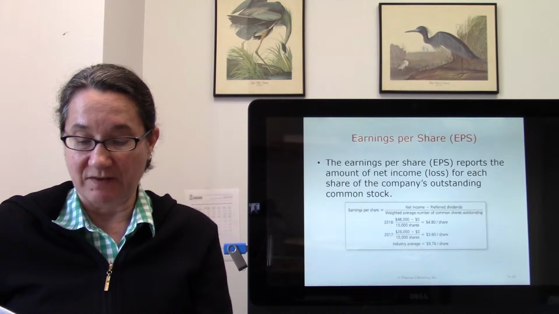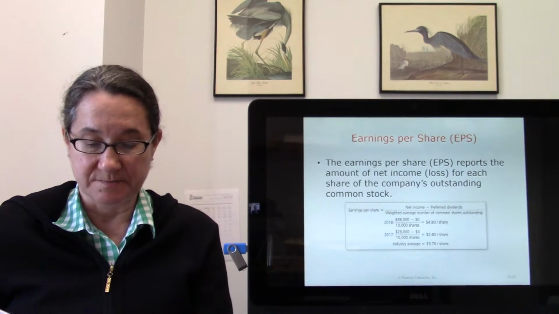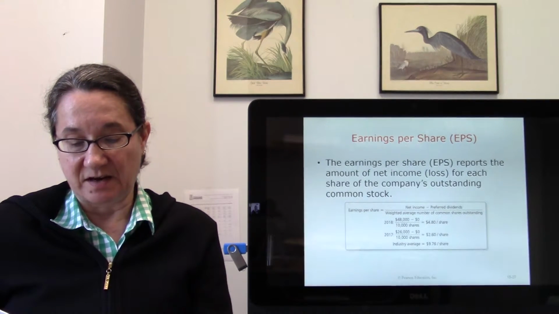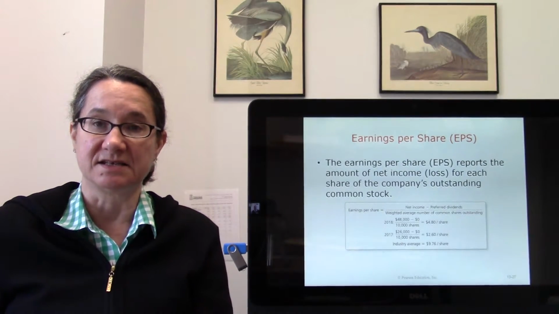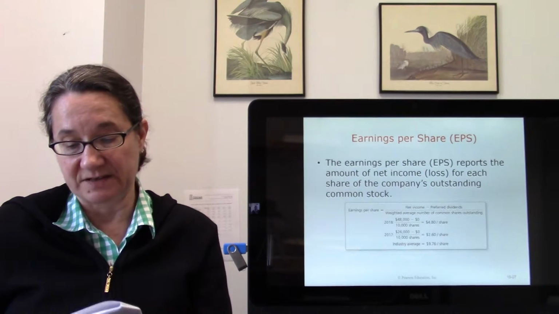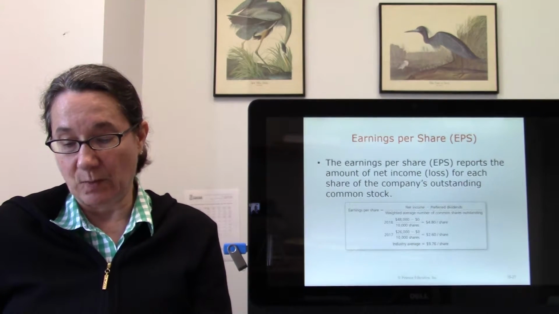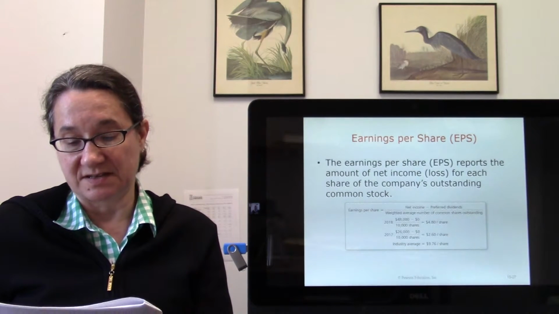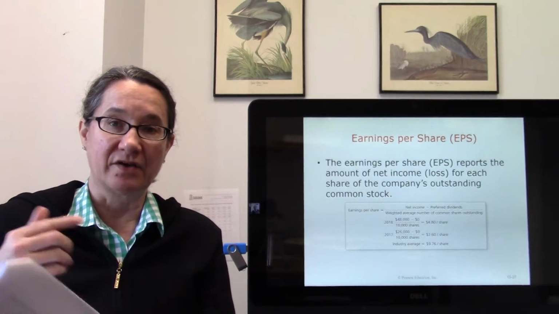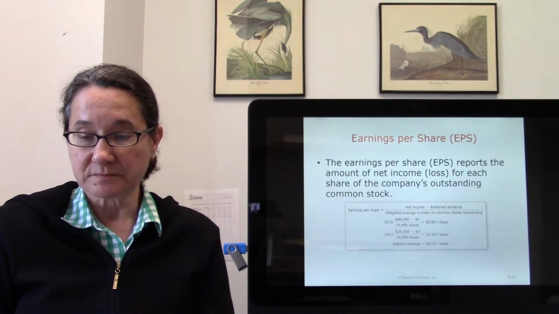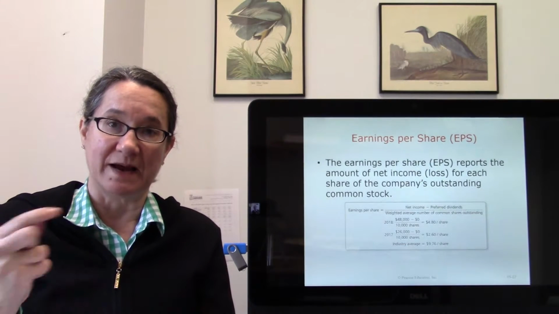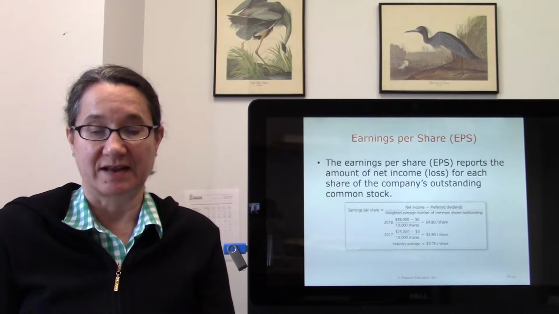Earnings per share is the amount of a company's net income or loss for each share of its outstanding common stock. To calculate that, you take net income minus preferred dividends. Again, this is on common stock, so you exclude what's not available. Divide it by the weighted average number of common shares outstanding. This could go up and down during the year. Common shares outstanding is what you've issued, but if you have purchased back any treasury stock during the year, you have to subtract that out.